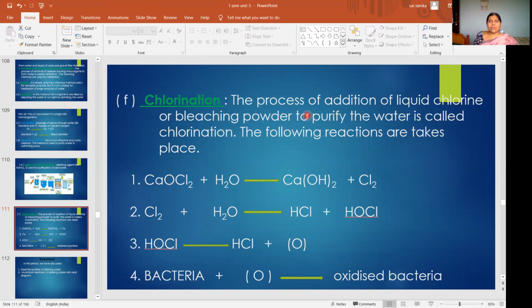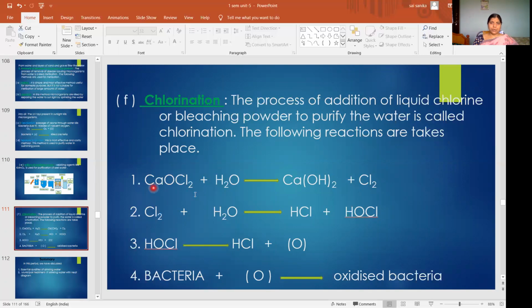Okay. So what we will do to purify the water? Bleaching powder will be added so that they will kill the bacteria, or we can use liquid chlorine also to kill the bacteria. So that process is called as chlorination. And during chlorination, the following reactions take place. So this is the formula for bleaching powder, calcium oxychloride.